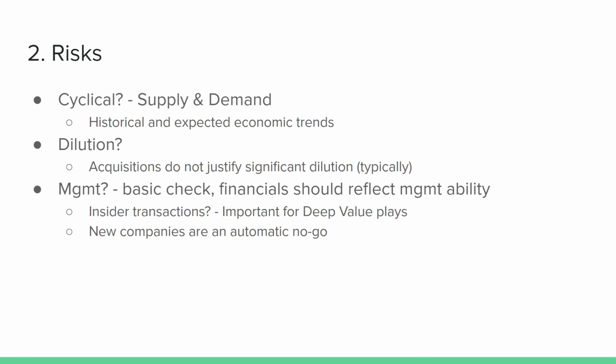Number 2, risks. First risk, cyclical. Look at supply and demand. Look at historical and expected economic trends. Semiconductors: maybe the supply and demand chain normalizes. Marine shippers: maybe freight rates drop, right? So you have to consider cyclicality. That's a big risk for a lot of these stocks, and it could highlight some potential value traps.